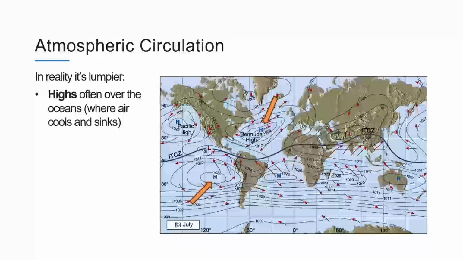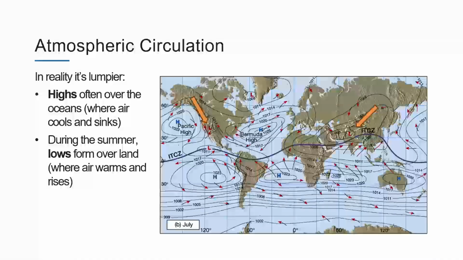During the summer, lows tend to form over land, where air warms and rises. We can see this especially over mountain ranges in low and mid latitudes, so nearer to the equator than the poles, because they get a lot of direct sunlight. So since this is a map for July, we can see the lows in the northern hemisphere, where it's summer and getting more direct sunlight.